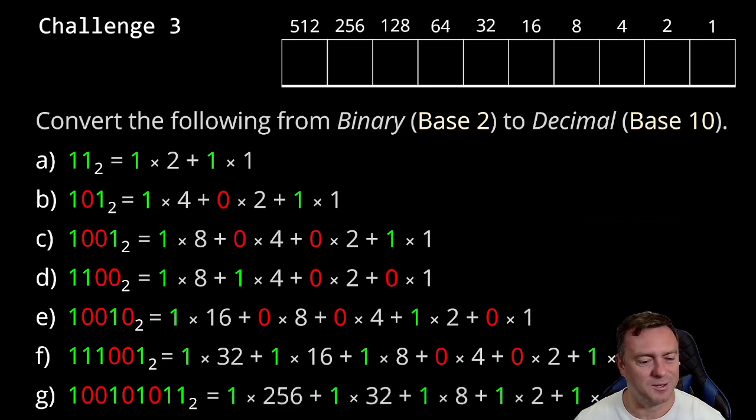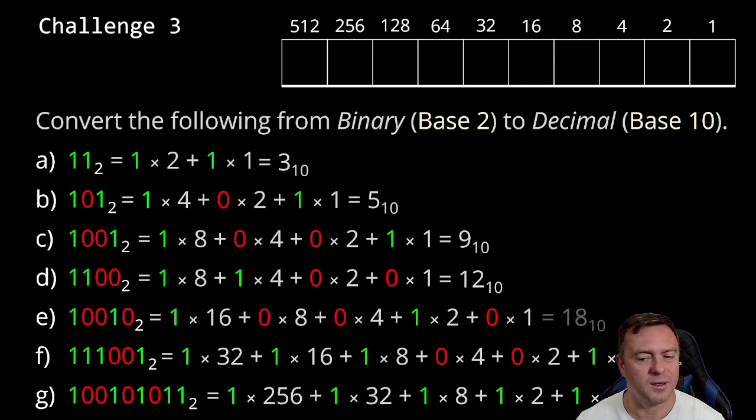And the last one is a little bit trickier. You have a 256, a 32, an 8, a 2, and a 1. So the answers are 3, then 5, then 9, then 12, then 18, 57, and then 299 at the end.